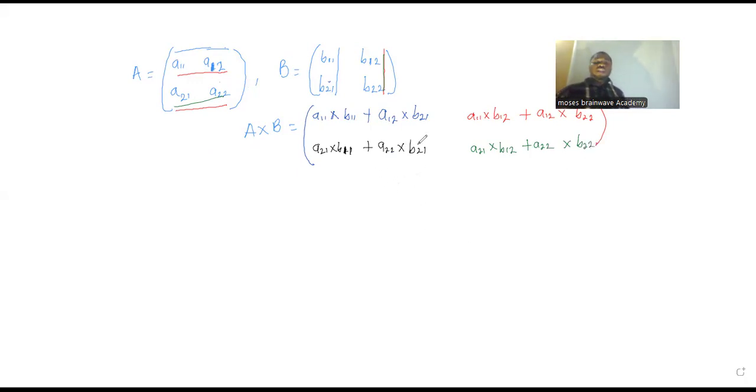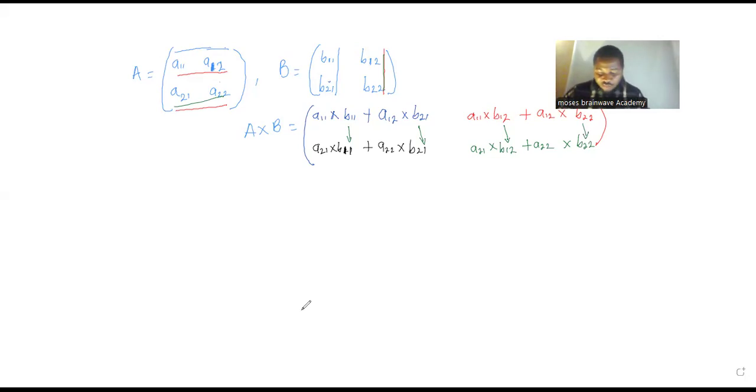And you can always check if your multiplication is accurate. Check, this element should match, the second element should always be the same, then this element should always be the same.